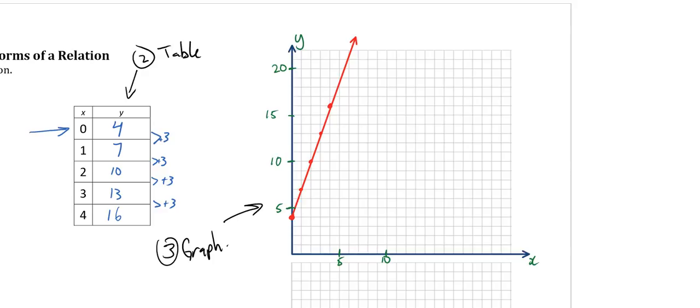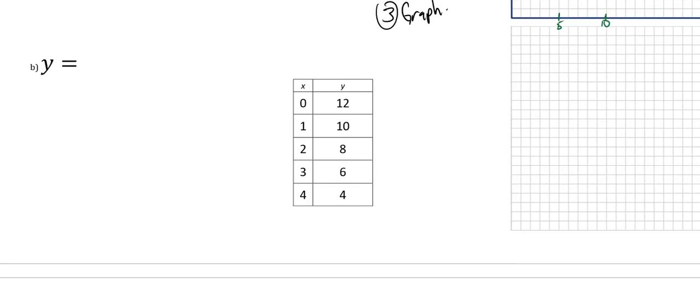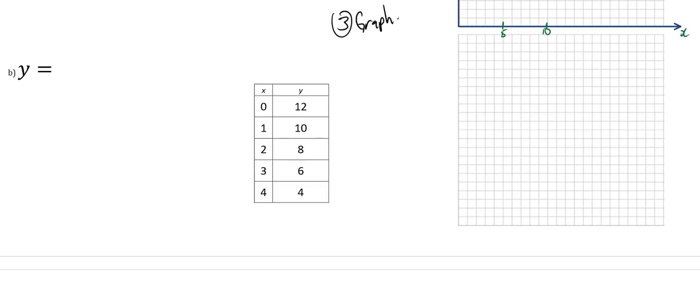Still not working? Any questions? All right, remember the three forms. In the first one we were given the equation, and we had to come up with the table and the graph. Now you're given the table, and you have to come up with the equation and the graph. You can do it in whatever order you want. Again, go ahead and get started.